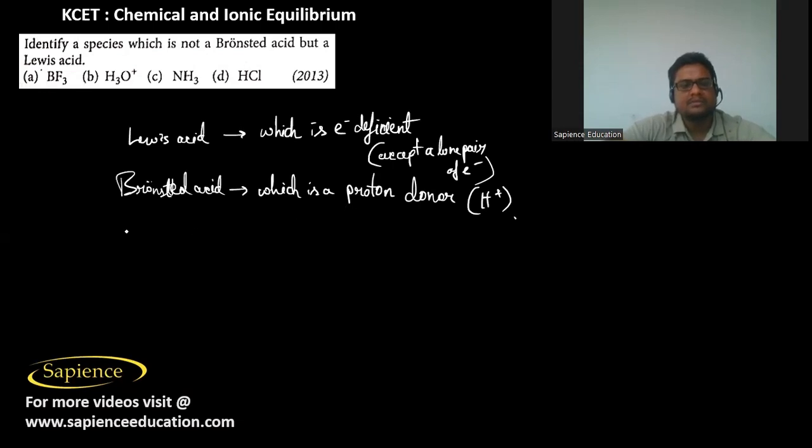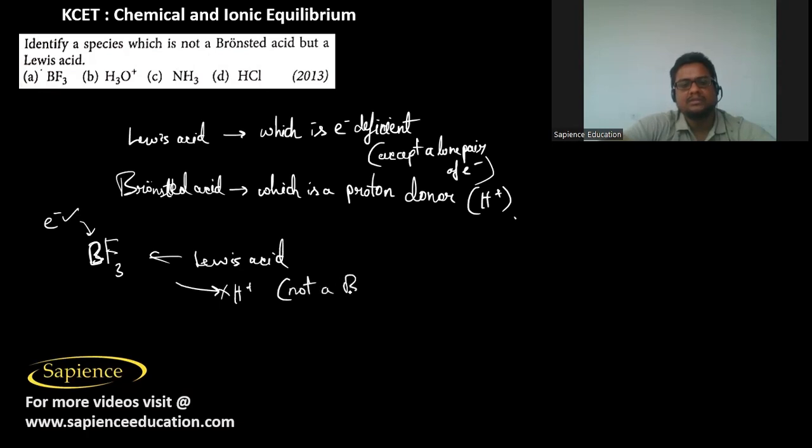So here, for example, in the first option, we have BF3. In BF3, the octet is not completed for boron. So it is an electron deficient molecule. So it can accept one lone pair of electrons. So it is obviously a Lewis acid. And since it can't give H plus ion, it is not a Bronsted acid.